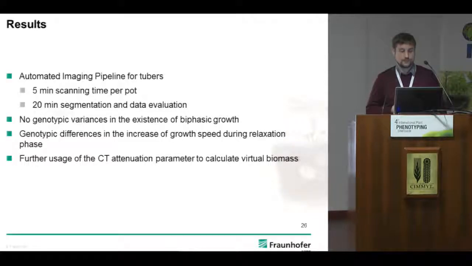And using the CT attenuation parameter, the physical measurement of the CT really allows us to transfer the volume into a virtual biomass, which catches up pretty nicely with destructive measurements. So thank you very much.